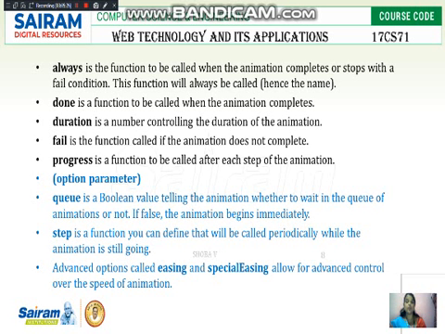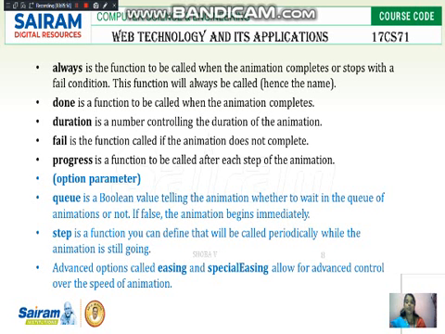And when we're talking about duration and fail, these two are a little bit similar, because these two parameters work at the same time. Duration is a number controlling the duration of the animation, and fail is the function called if the animation does not complete, and progress is called after each step of the animation. So those are the mandatory options we need to use in animation.